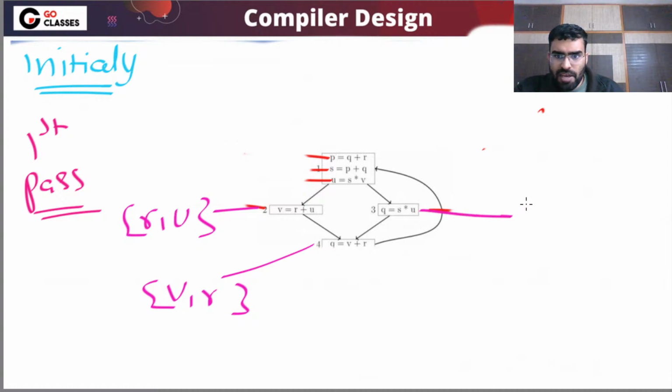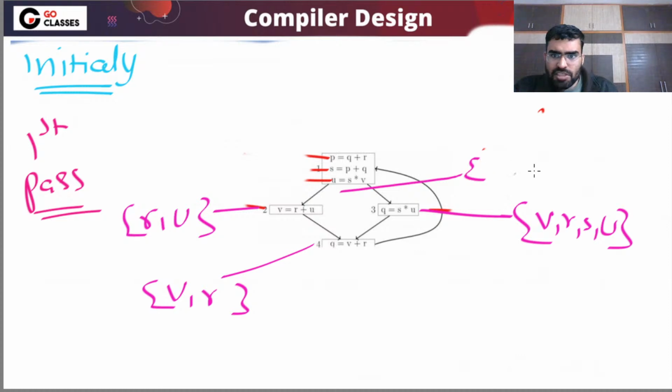Okay, and what will be live here? Can anyone tell me? Just go in the backward direction. Very simple. From VR you remove V, and okay, U will be there. Now similarly here, VRSU. Okay, so this will be here. And what will be here? Can anyone tell me what is here at this point?